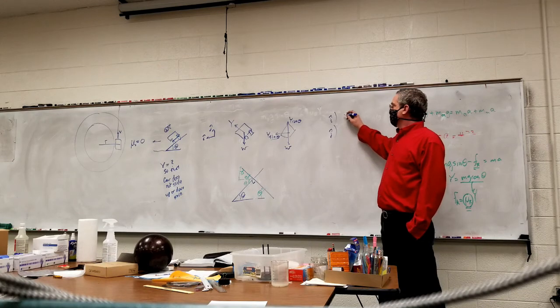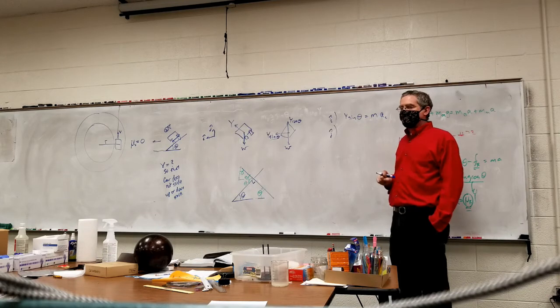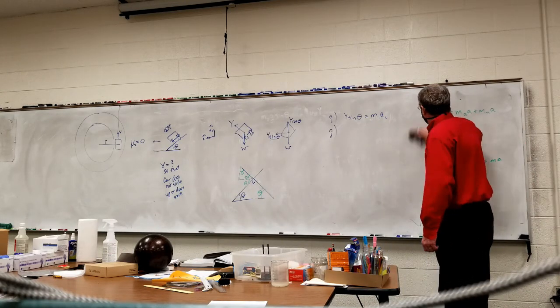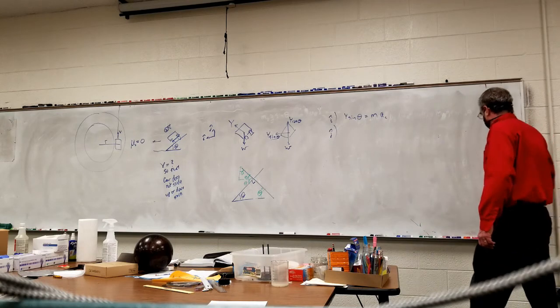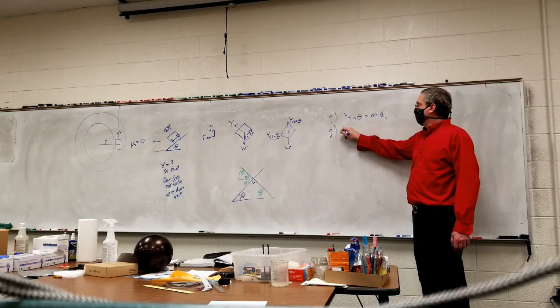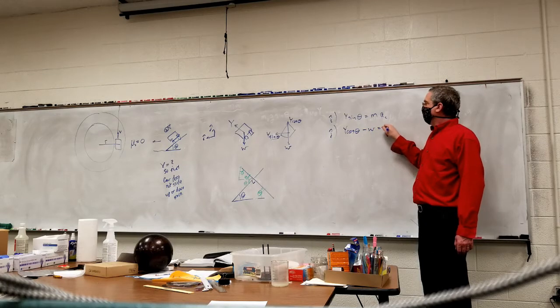So what are my equations? Y sine theta is just equal to mass times acceleration. Yep, and just putting a little C there to acknowledge that it's centripetal acceleration. And the other one? Y cosine theta equals minus W, equals 0.